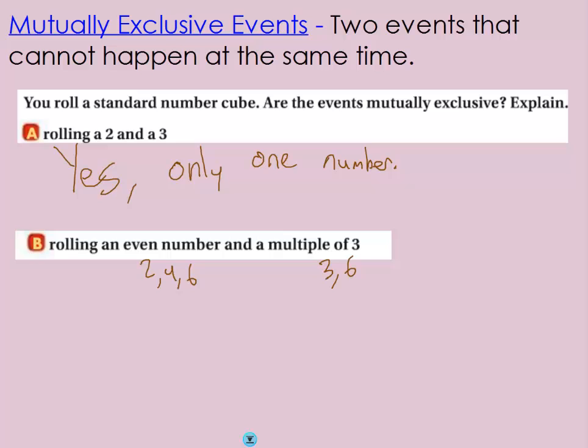Notice there's one number that is the same in this case, and that is 6. It's on both of those events happening. So are these mutually exclusive? No, because of 6. If you rolled a 6, it is an even number and it's a multiple of 3. You can roll an even number and you can roll a number that's a multiple of 3, so these are not mutually exclusive.